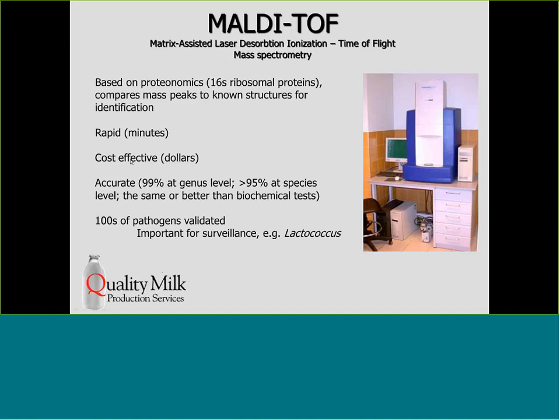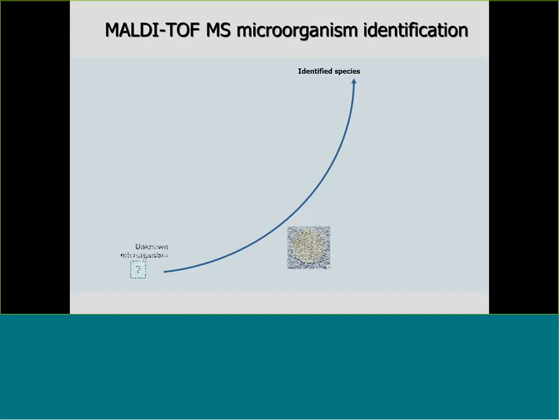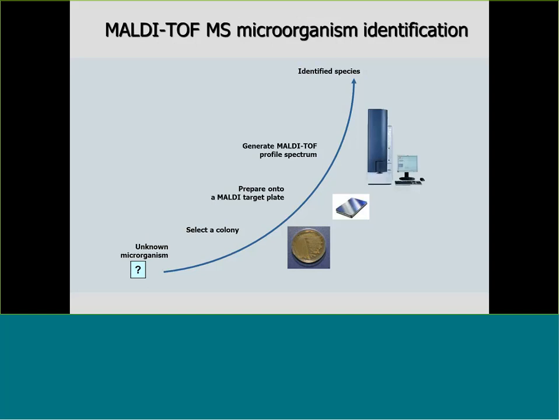And in minutes, for just a few dollars, we can be 99% accurate with this matrix-assisted laser desorption ionization time of flight guide. So the way this works is a cow gets mastitis, we grow it up on the plate for a little while, then we pick a colony off it and put it onto this target plate or matrix, stick it into our big laser, and then bioinformatics based on the protein sequences of that bacteria allow us to do this very accurately, very cheaply, and very rapidly.